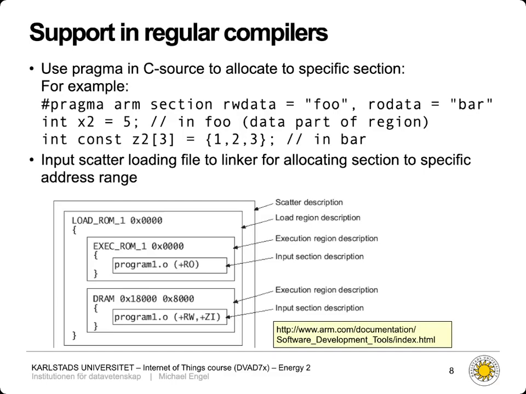So on the bottom, you see a short description of an excerpt for such a linker file. So you see there's a ROM somewhere here, so read-only memory, which contains the read-only data in exec ROM, and it starts at address 0. And we have a DRAM here, a dynamic RAM, which starts at address hexadecimal 18000 and has a size of 8000, so 32 kilobytes. And this would contain the read-write data, RW, and also the ZI data, which stands for all the zero initialized variables here.